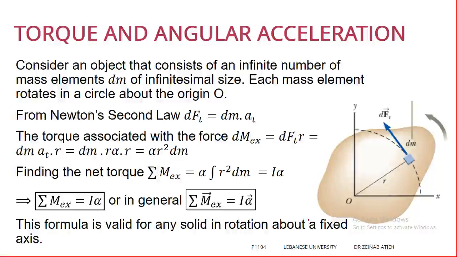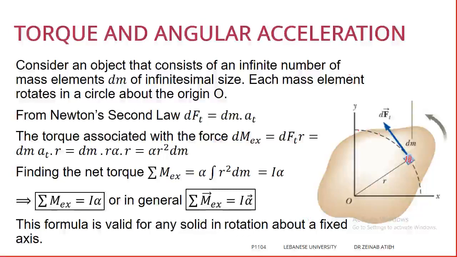Now let's do the same for an object, or a solid object which has a size. Consider an object that consists of an infinite number of mass elements dm of infinitesimal size. We can look at our object as if it is composed of very small objects of mass dm. Each element is moving in a circle of origin O. So I can do the same, but I have to integrate in order to take all the elements of my system, or the elements of my object, into account.